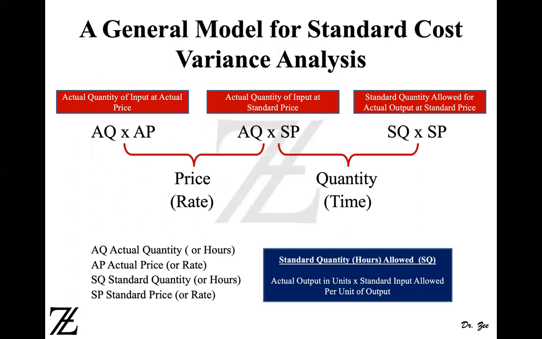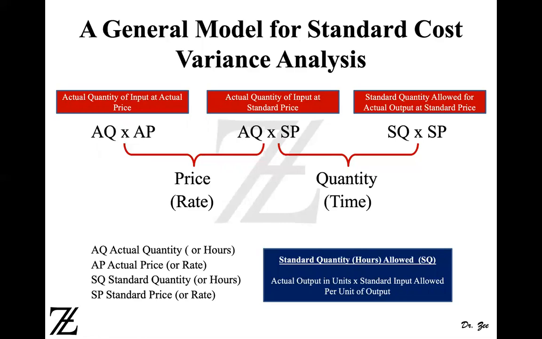So what is the model of our standard costing? As you can see here, we have AQ times AP, AQ times SP, SQ times SP, right? What is common here is that we have actual quantity times actual price, actual quantity times standard price, standard quantity times standard price, just like the model we have for our flexible budgets.